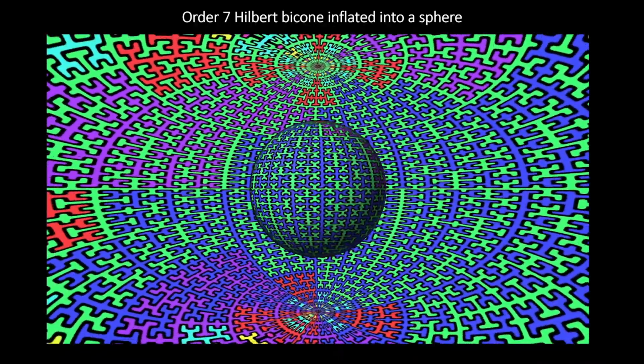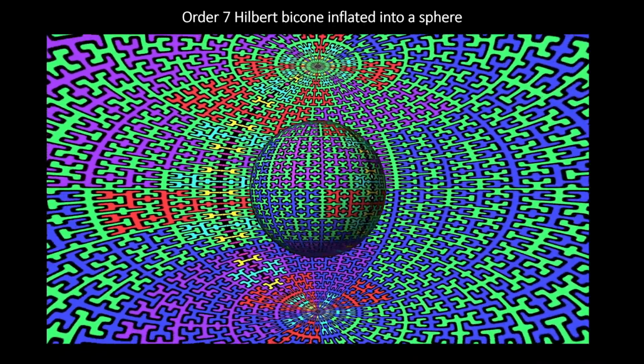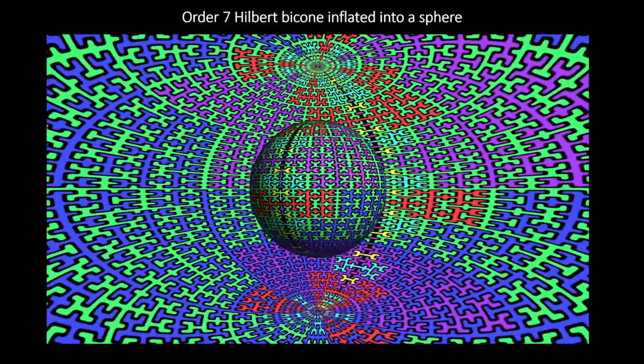If you inflate a cone into a dome and merge two domes together, you get a sphere. And thus we have two order 9 Hilbert curves on the surface of a sphere. And this is a singular order 7 Hilbert curve mapped onto the surface of a sphere.